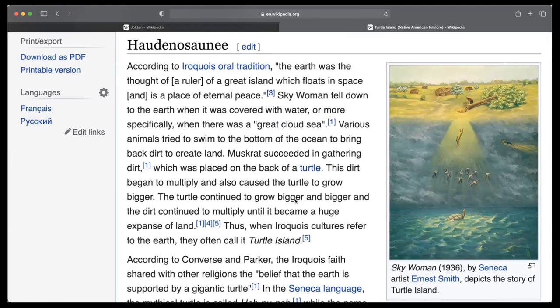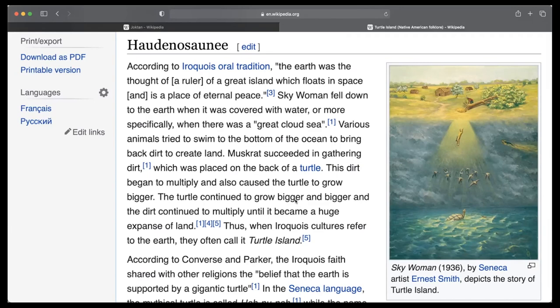Sky Woman fell down to the earth when it was covered with water, or more specifically, when there was a great cloud sea. Various animals tried to swim to the bottom of the ocean to bring back dirt to create land. Muskrat succeeded in gathering dirt, which was placed on the back of a turtle. This dirt began to multiply and also caused the turtle to grow bigger. The turtle continued to grow bigger and bigger, and the dirt continued to multiply until it became a huge expanse of land. Thus, when Iroquois cultures refer to the earth, they often call it Turtle Island.